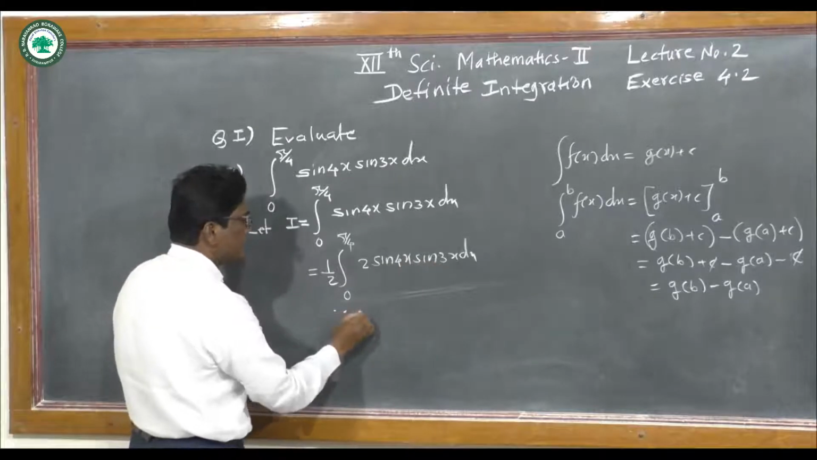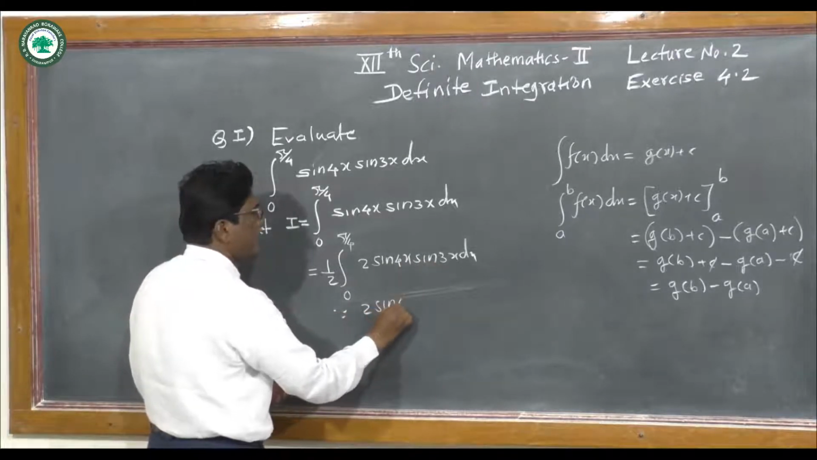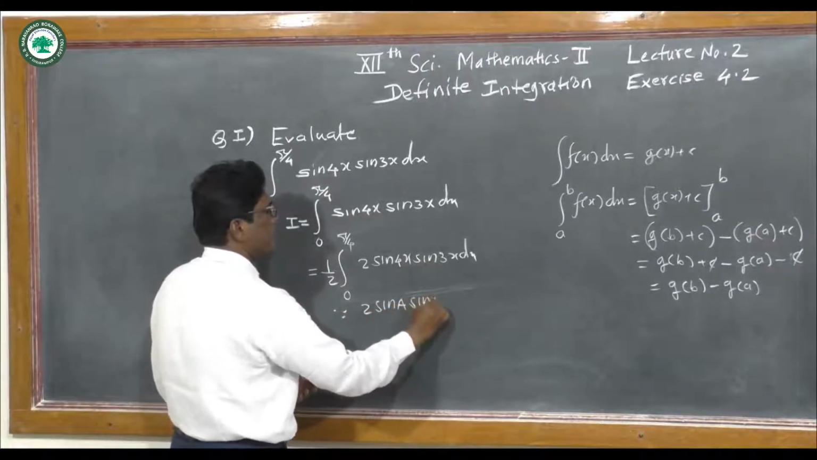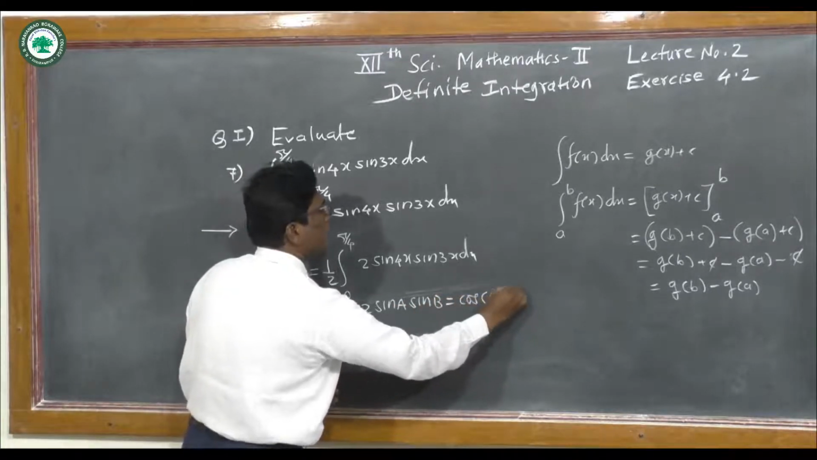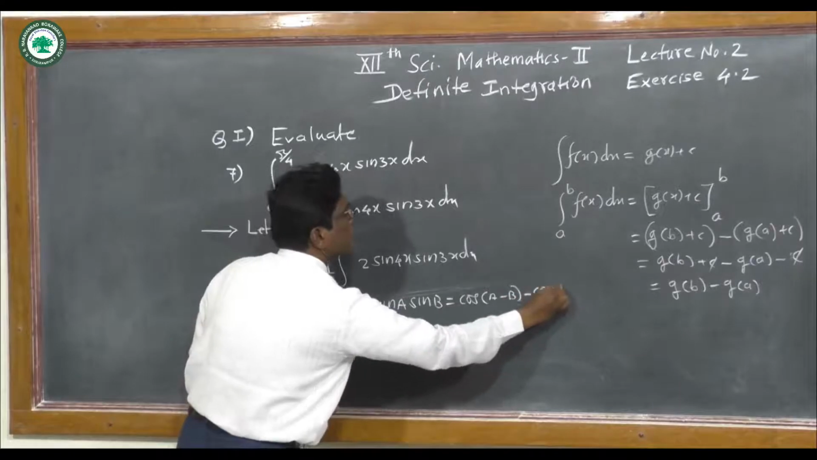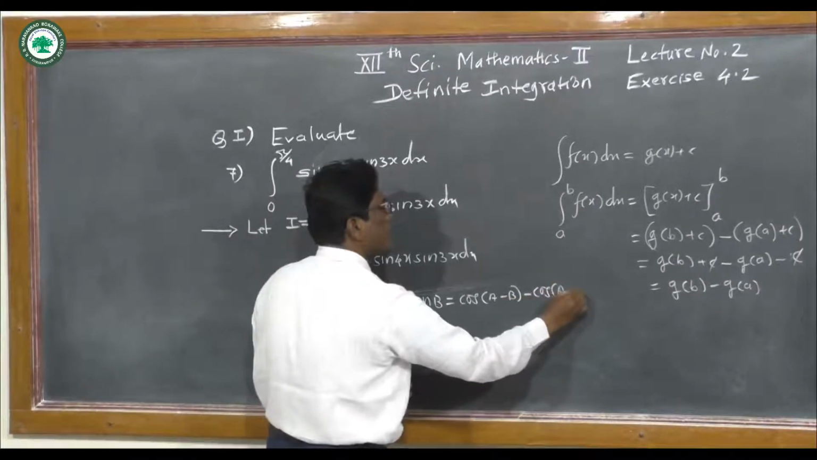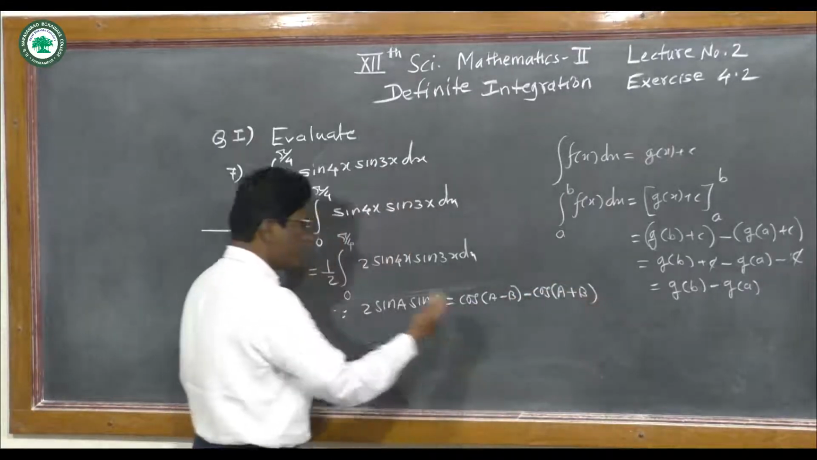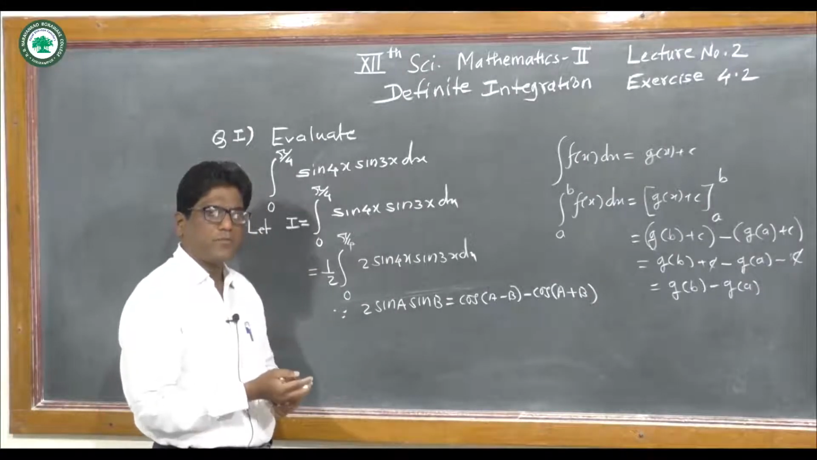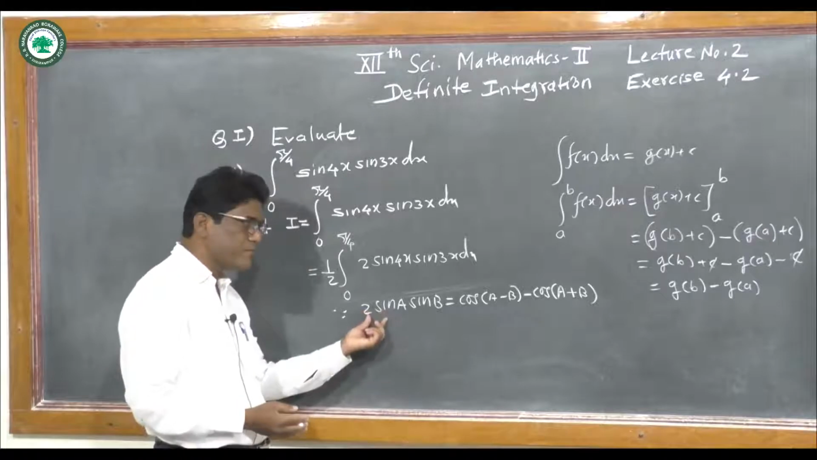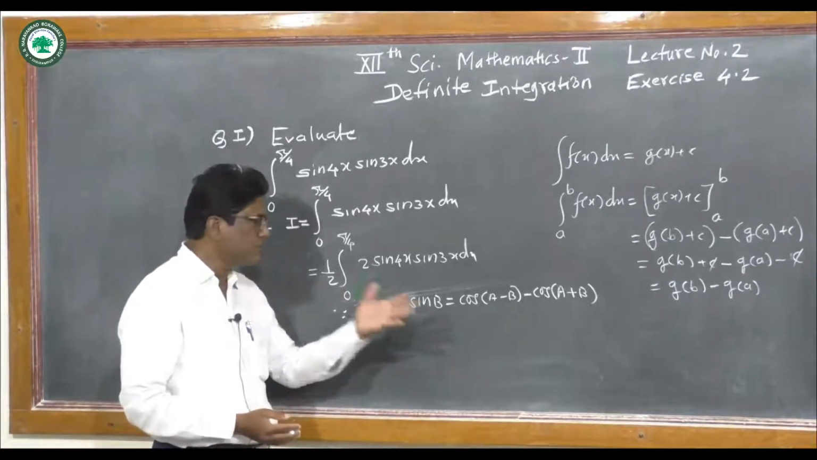Since we know 2 times sin A sin B, it is equal to cos of A minus B minus cos of A plus B. We have seen this formula in the 11th standard. There are 4 formulas: 2 times sin A cos B, 2 times cos A sin B, 2 times cos A cos B, and 2 times sin A sin B. So this is the formula.